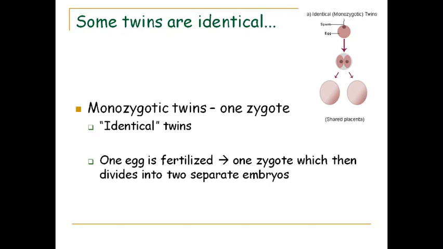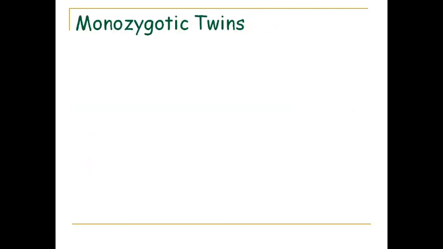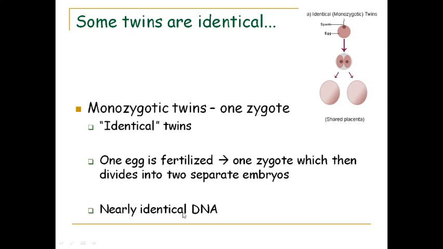And in this situation, this is when you have one egg being fertilized, one sperm cell, one egg cell being fertilized, and that will create one zygote. That one zygote splits into two different embryos. So because you had one sperm cell, one egg cell creating one zygote, and that splits into two embryos, the DNA is going to be exactly the same, nearly identical. You will have small differences, which we'll talk about in a second, but the DNA is going to be exactly the same because it was one sperm, one egg creating one zygote, which then splits at some point during development.